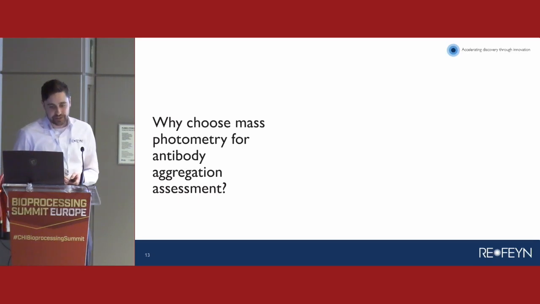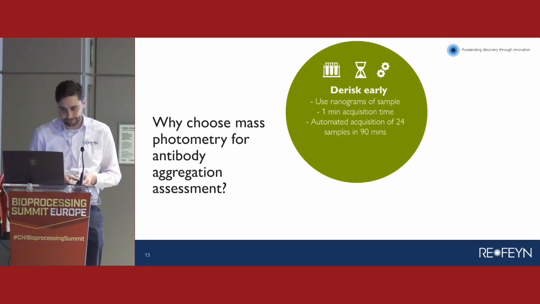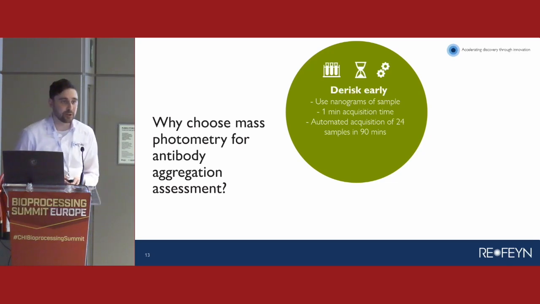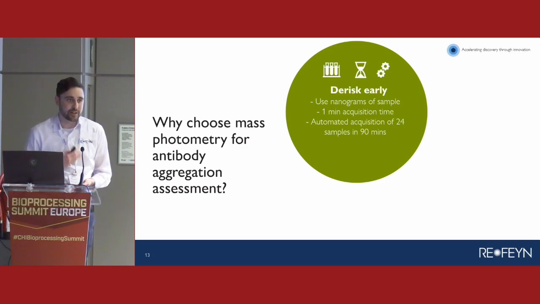So in summary, why choose mass photometry for your antibody aggregation assessment? You can de-risk early due to the very, very small amount of sample that we need and the incredibly fast measurement time that we have, allowing you to get instant results.